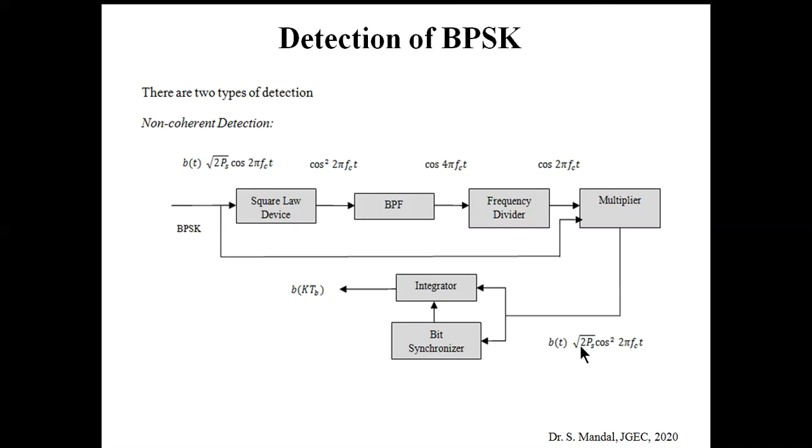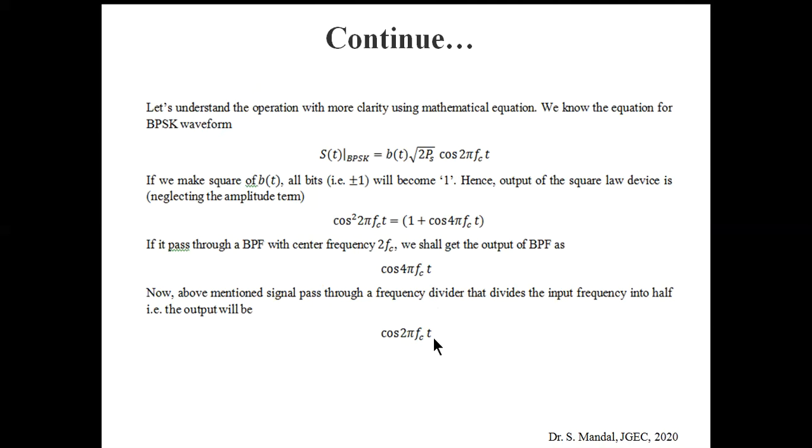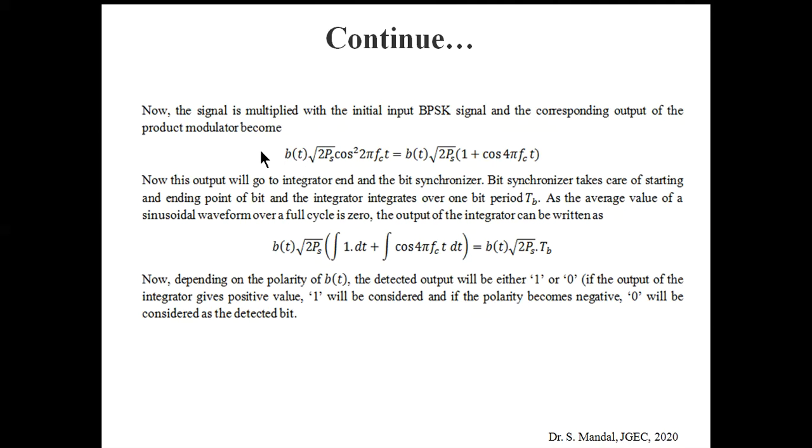We get bt into root 2 ps cos square 2 pi fct. So ultimately the main objective is to identify the carrier signal. For this purpose we have used these three blocks: square law device, bandpass filter and frequency divider. Now you can see that the output of the multiplier will be bt into root 2 ps cos square 2 pi fct.